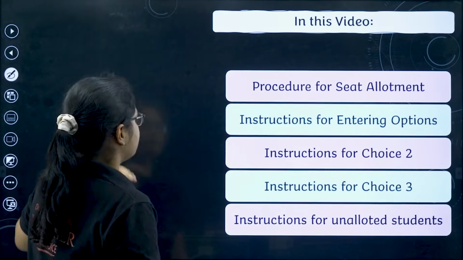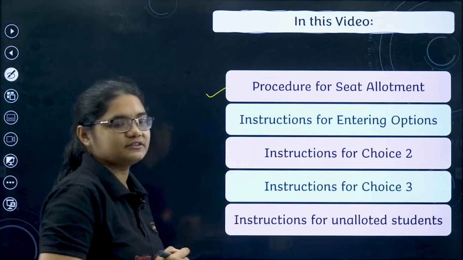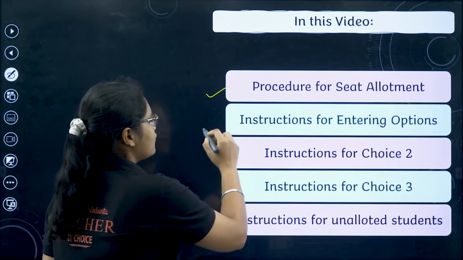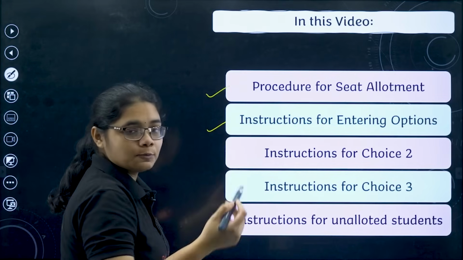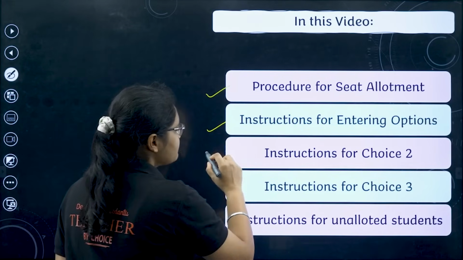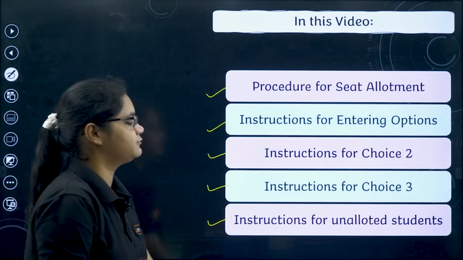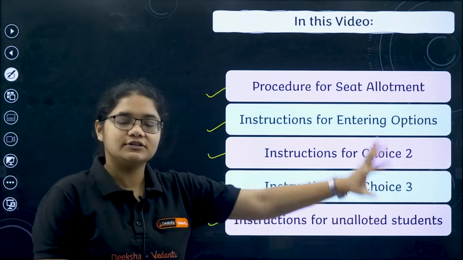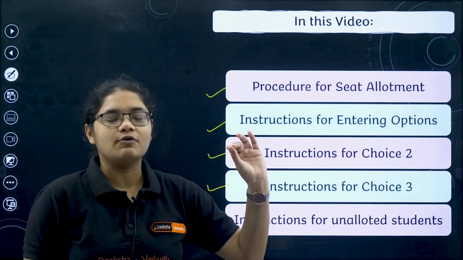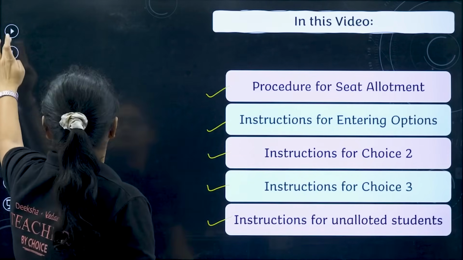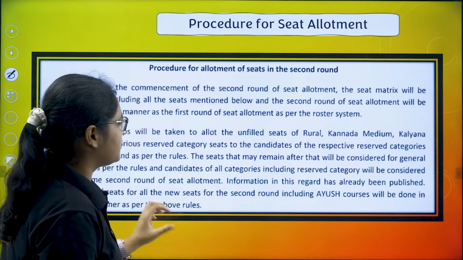In today's video we have this topic: what is the procedure for seat allotment? Then, what are the instructions for entering the options? That is the second important thing. Instructions for choice 2 candidates, instructions for choice 3, and instructions for unallotted students. So this video is completely full of all the instructions. First of all, let's see the procedure of seat allotment.